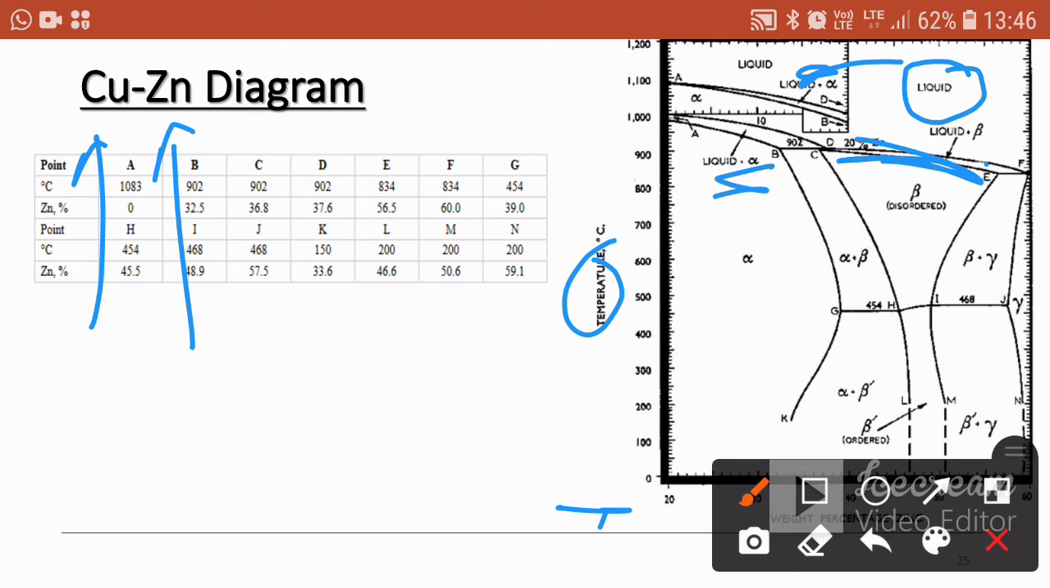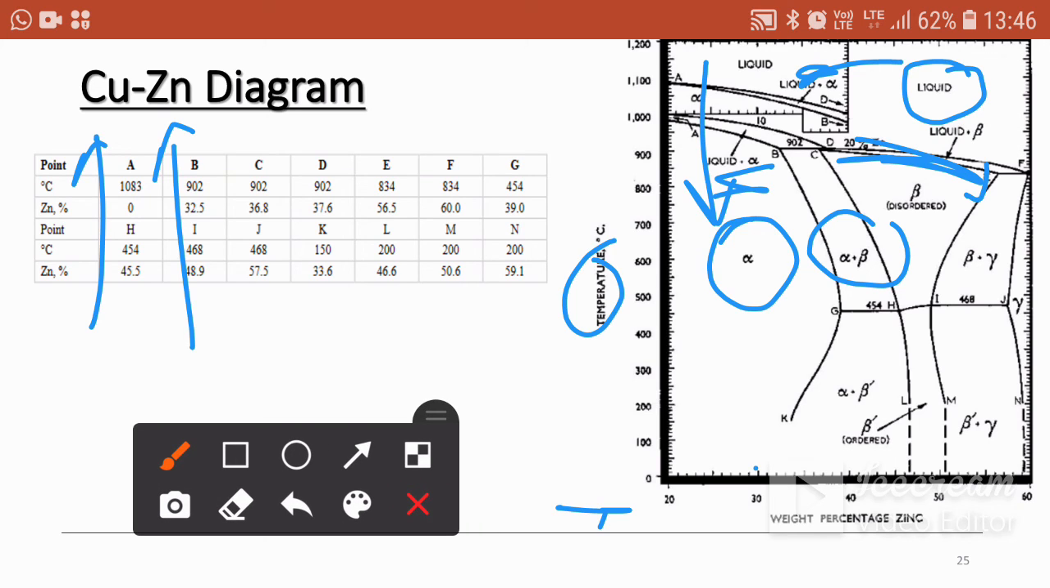Now below this line you can see beta is stable. Here you can see alpha plus beta, and here you can see alpha. So after you solidify from this portion, near about 30% of zinc, you will get alpha brass. Here alpha plus beta is there, here beta plus gamma is there, gamma plus beta is there. So these are the phases observed in this copper zinc phase diagram.